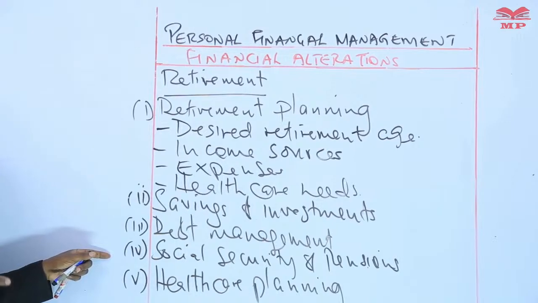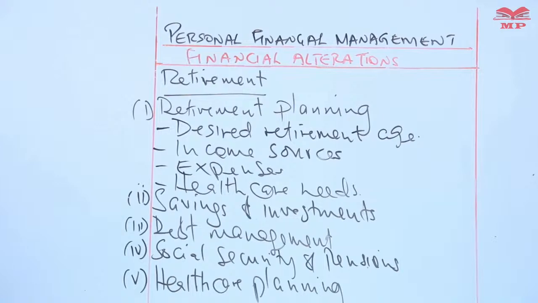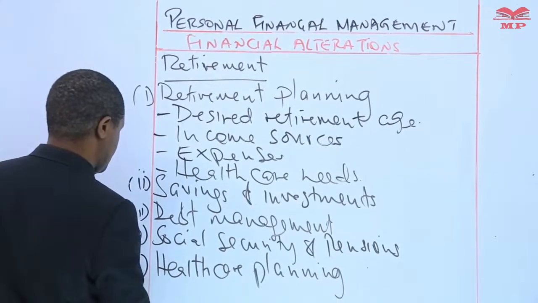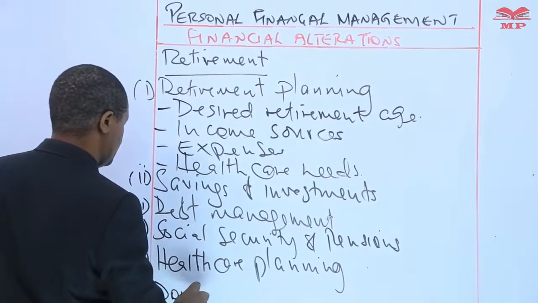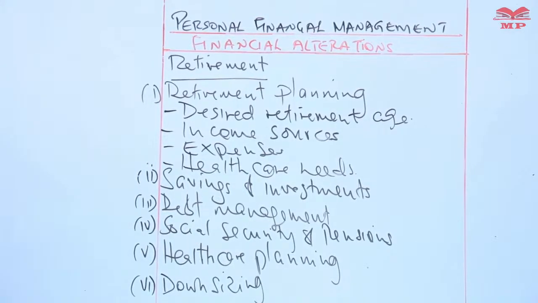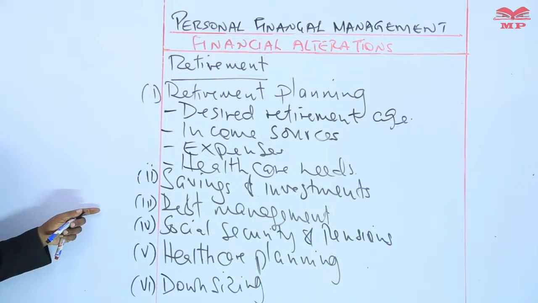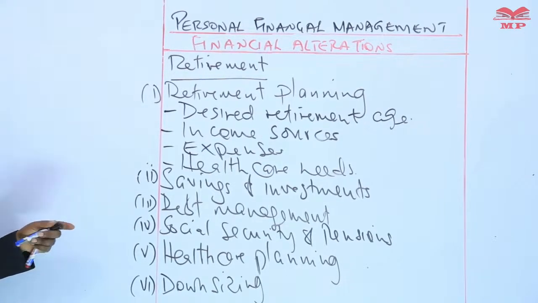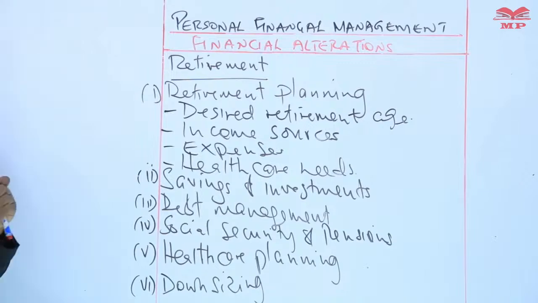Healthcare. Consider potential healthcare costs that one may incur in retirement and research Medicare and other insurance options. Downsizing. It may be relevant or necessary to evaluate the need to downsize one's home or living arrangements to reduce expenses.